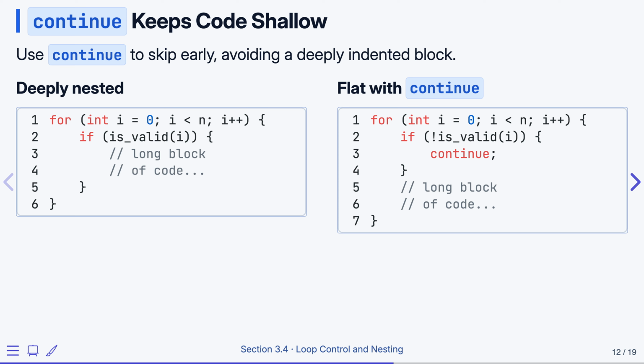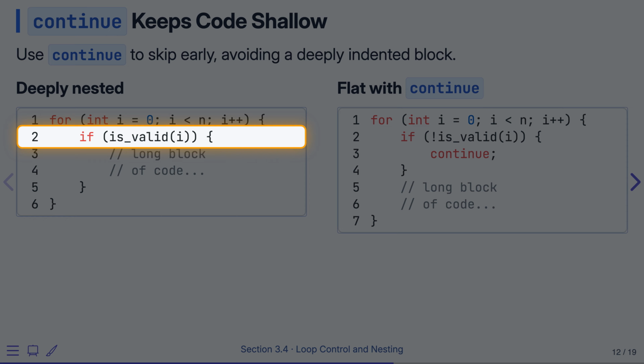Here is a practical reason to reach for continue. It keeps your code shallow. On the left, the main work is wrapped inside an if block, so everything is indented an extra level. When that block is long, all that indentation adds up and gets hard to read.